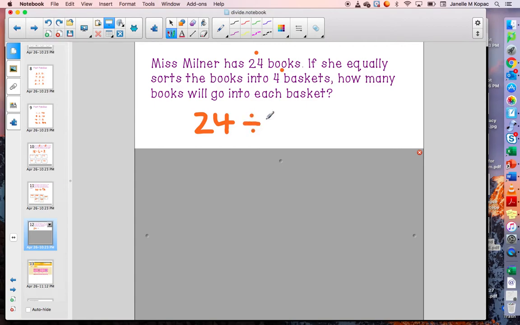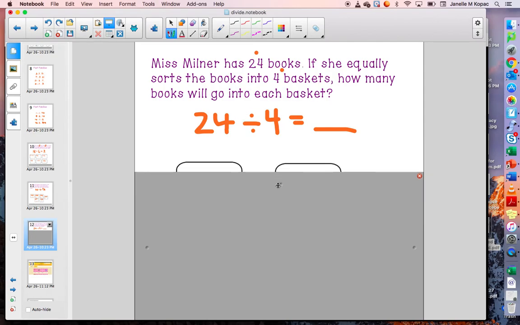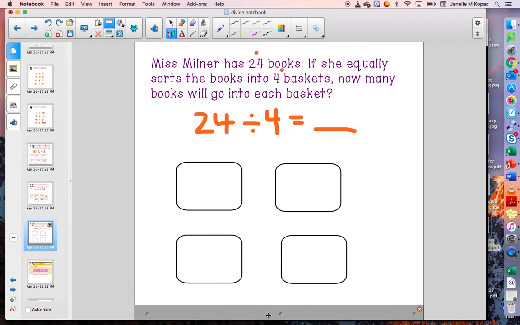divided by 4. So you might remember the fact family. 4 times something makes 24. If you remember that, go ahead and write it down. If you do not remember the multiplication fact family, go ahead and make the 4 baskets and then sort 24 tally marks. You can pause the video or you can do it with me right now.